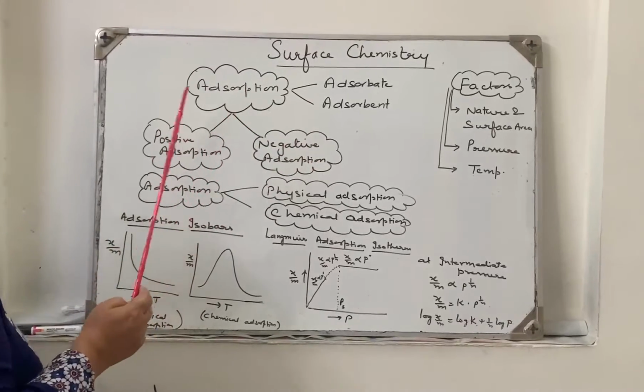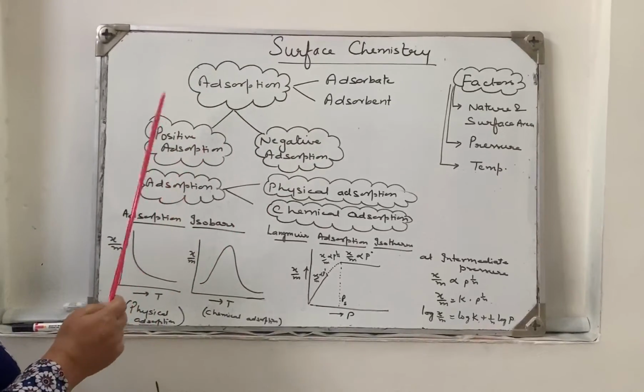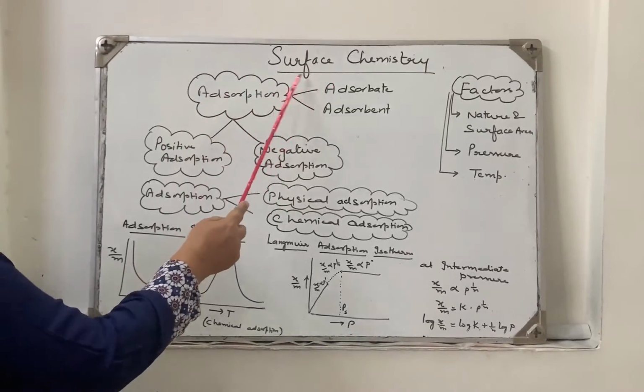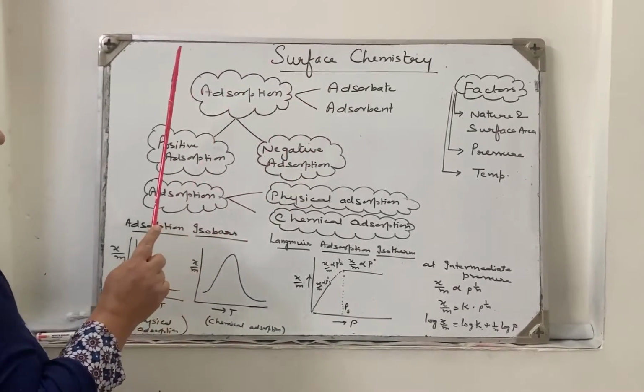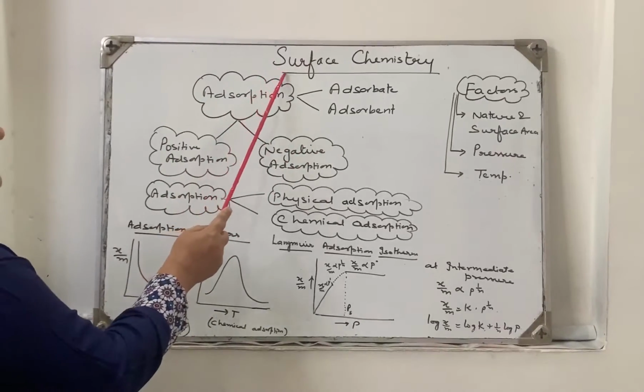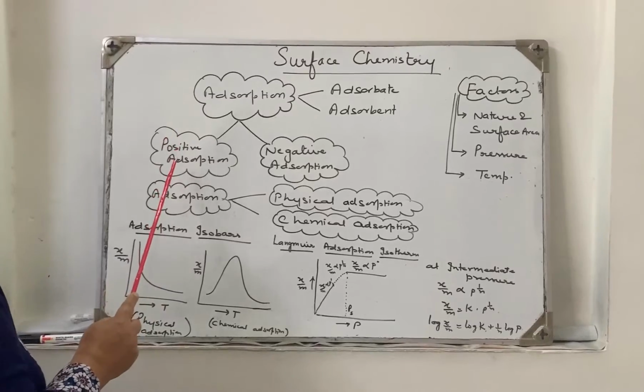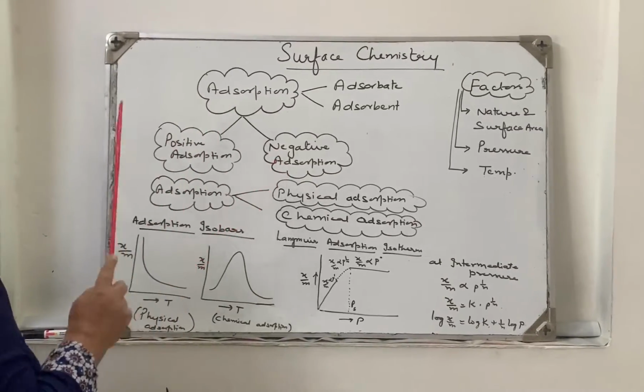Another term is there that is absorption. Absorption is bulk phenomena. This is surface phenomena. So this branch of chemistry deals with the phenomenon that occur on the surface of the matter. Adsorption is of two types. One is positive, another is negative.